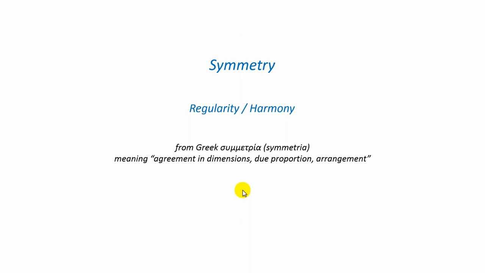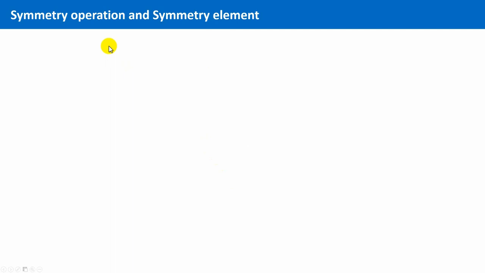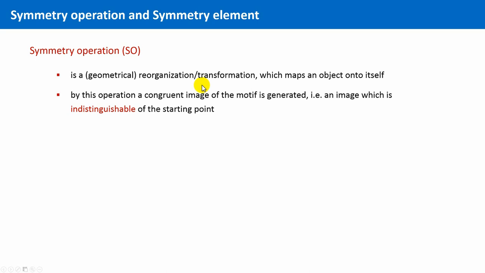Before we see what kinds of different symmetries exist, we have to introduce an important formal aspect. And this is the difference between the two terms symmetry operation and symmetry element. A symmetry operation is a geometrical reorganization or transformation which maps an object onto itself. So this is what you do with an object.